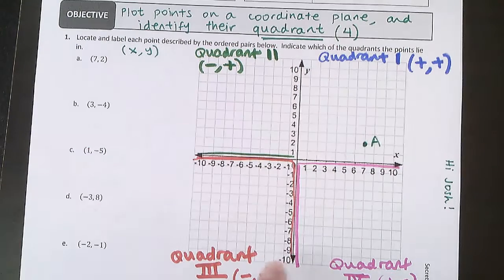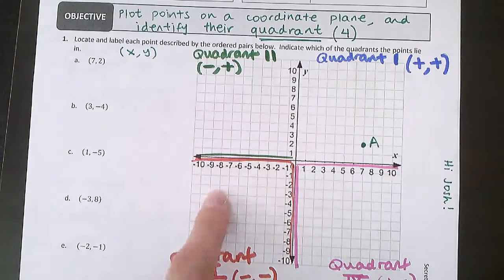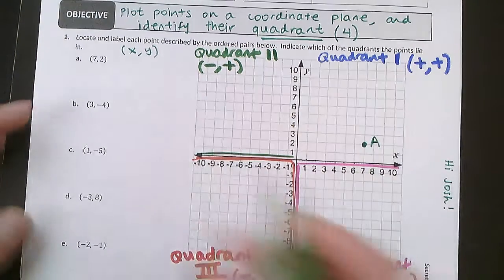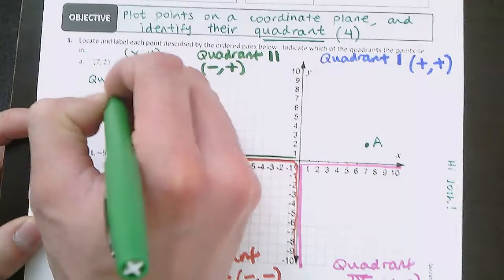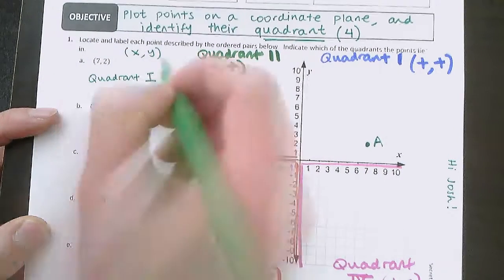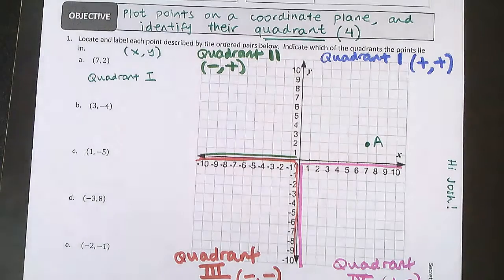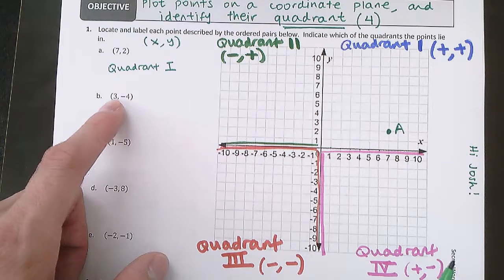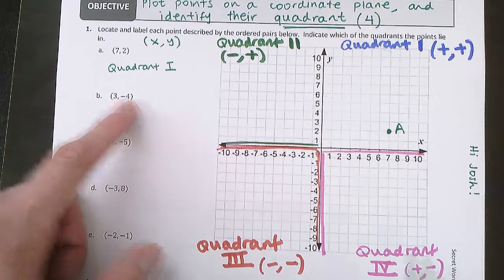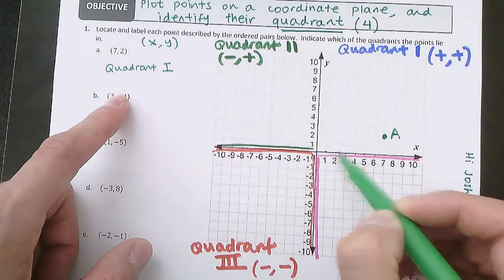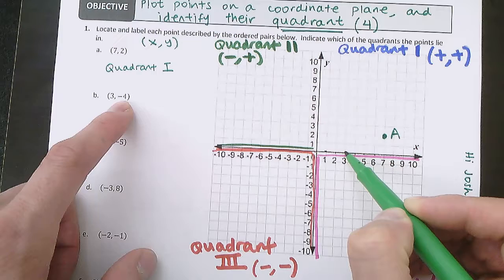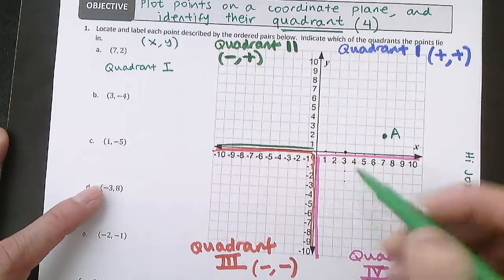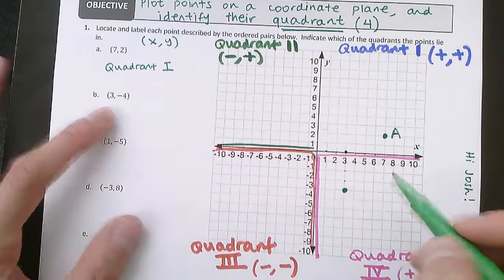And then to figure out what quadrant it is, remember this is quadrant 1, 2, 3, 4. So A is in quadrant 1. So I can say that this point is in quadrant 1. Let's do the next one. B is x value of 3, y value of negative 4. So the x value would go out 3, 1, 2, 3, but the y value is negative. So instead of going up, we're going to go down 4. 1, 2, 3, 4. Right here. And that's point B.